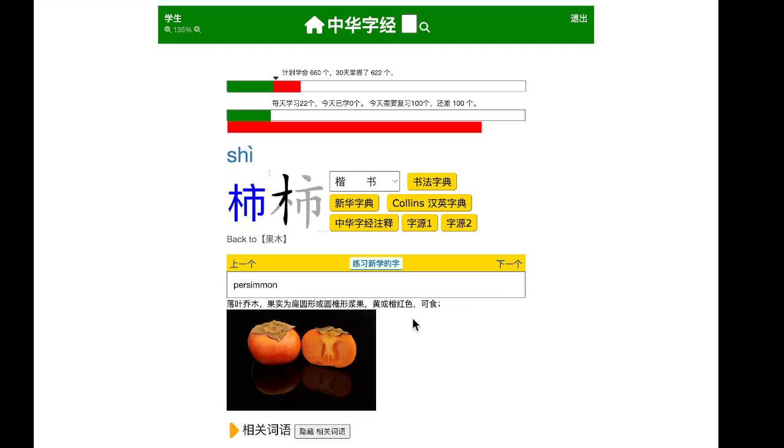Shi. Shi is persimmon. And this is another one of those where it's got a tree on the side to tell you it's a tree. And this on the right is shi, which means market.